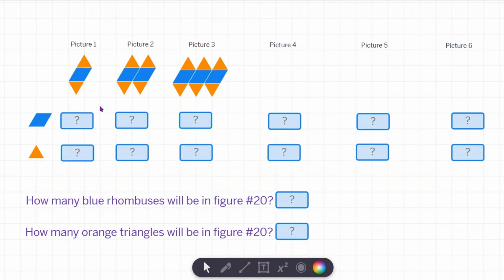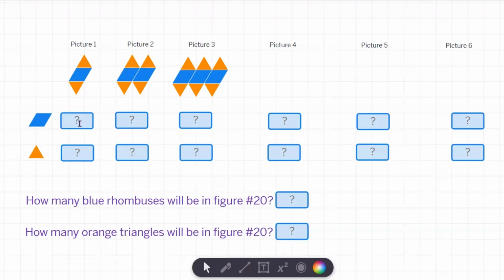In picture number 1, we can see that there is only one rhombus, but there are two triangles. In picture number 2, there are two rhombuses and four triangles. In picture number 3, there are three rhombuses and six triangles. So can we use the pattern and predict picture number 4, 5, and 6?